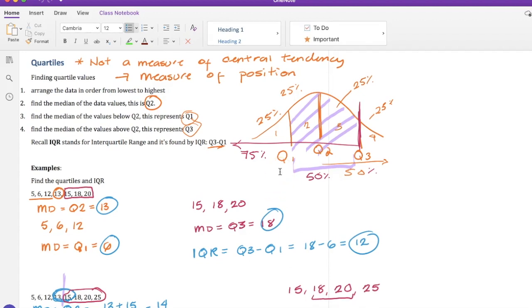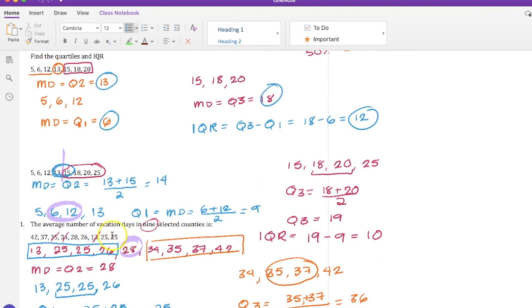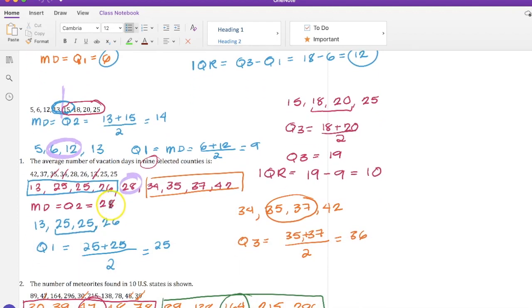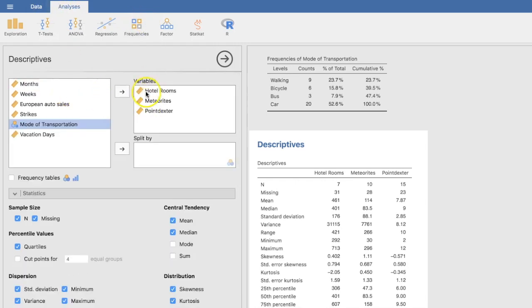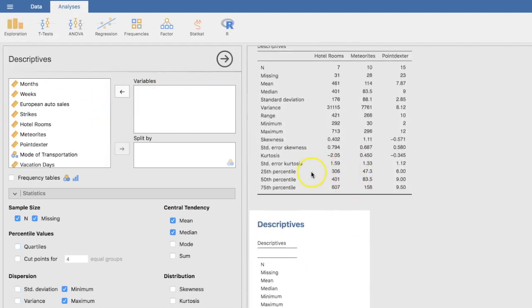The next measure that we discussed was quartiles, which is not necessarily a measure of central tendency, but it's a measure of position. So I have this data set for vacation days. Our quartiles were, the median was 28, Q1 was 25, and Q3 was 36. Let me remove this. No, actually, I'm just going to go again so I can keep the table there.